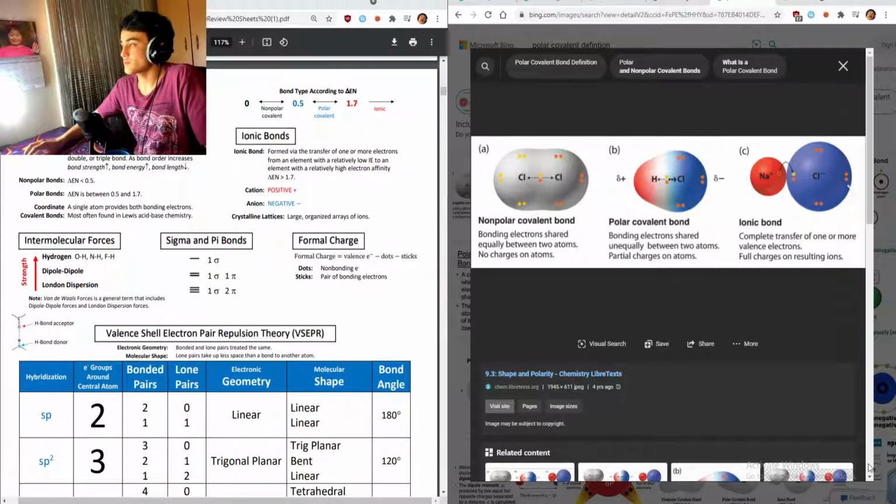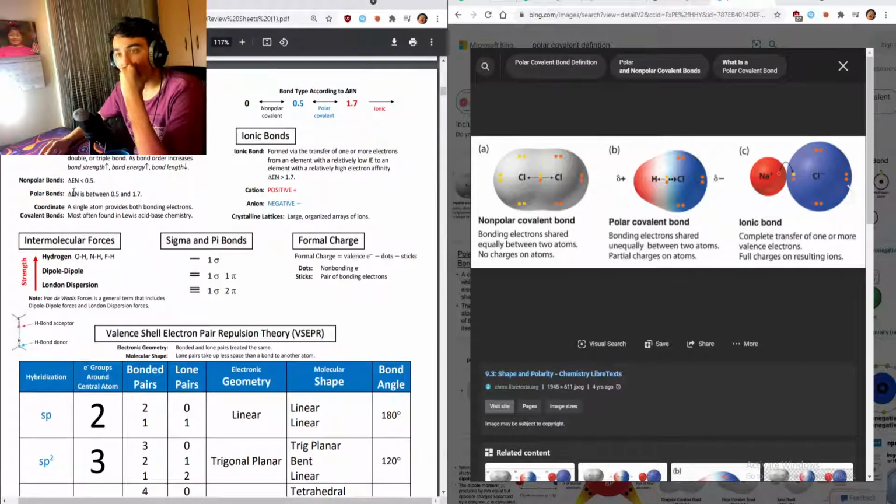Anywho, a complete transfer of one or more. A covalent bond. The covalent bond is a type of bond. Which means that a covalent bond is just saying that there's a bond happening, because there's a sharing of electrons. Okay, and then these are the covalent bond rules.